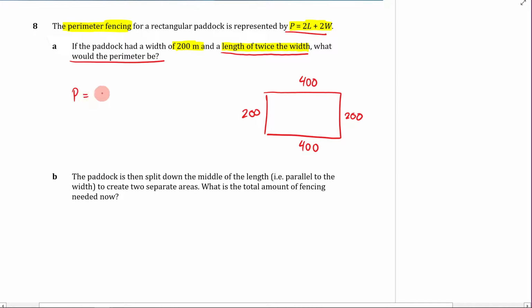Well, the perimeter is just going to be 200 plus 200 plus 400 plus 400. Okay, so that's going to be 400 plus 400 plus 400, which is 1200. Perfect. So that is the answer to the first one, 1200 meters.